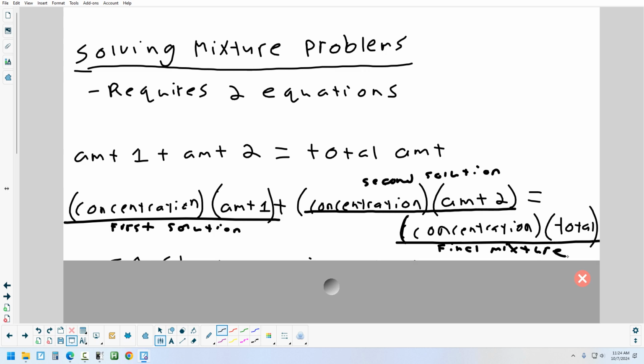So I forget, I know I said I wanted 10 gallons, and maybe I said 86%. So one thing we have to remember about the concentration is it needs to be a decimal.